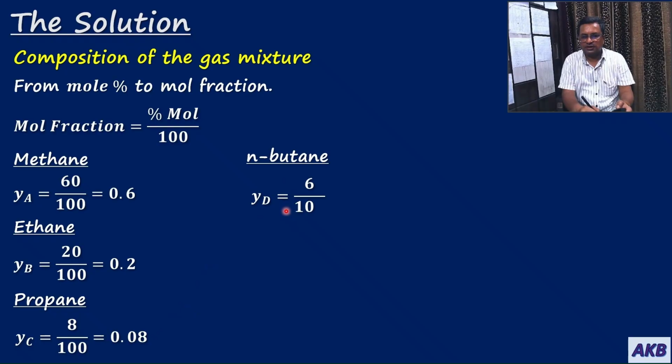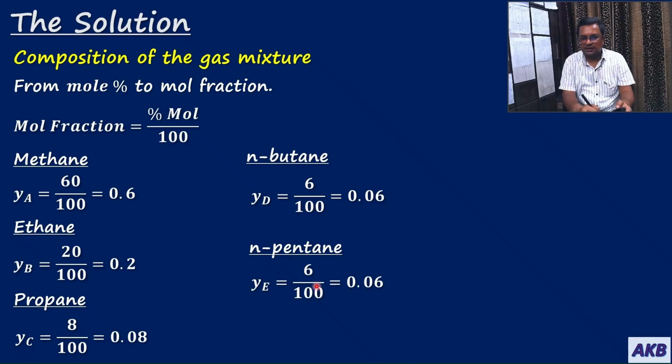Then for N-butane, it is 6 mole percent, so its mole fraction Yd is equal to 6 upon 100, that is 0.06. And for N-pentane, again it is 6 mole percent, therefore the mole fraction Ye will be 6 upon 100, that is 0.06. In this way, we have converted mole percentage to mole fraction. For that, each percentage value we have divided by 100, and in that way we have got the mole fraction. Let us move ahead.